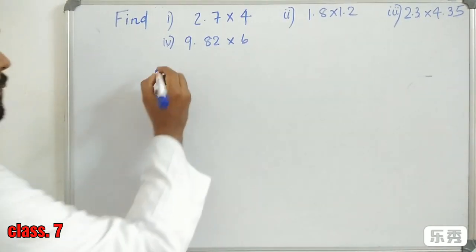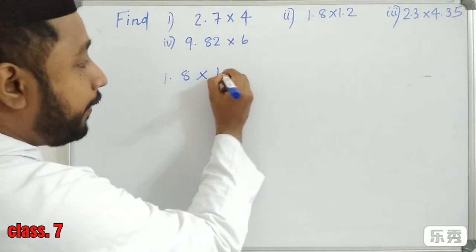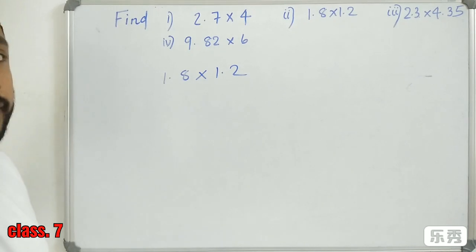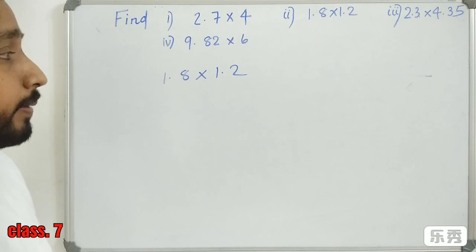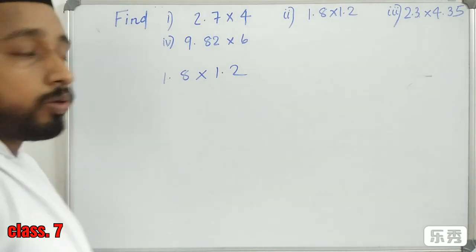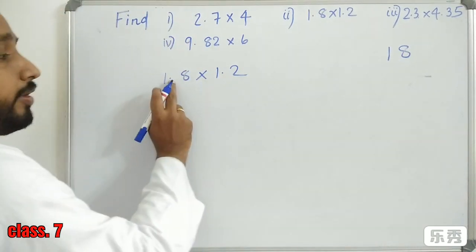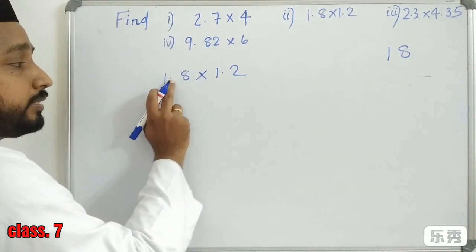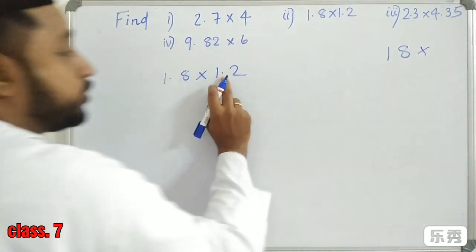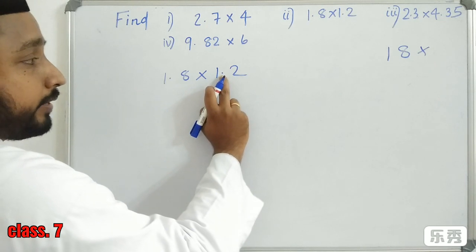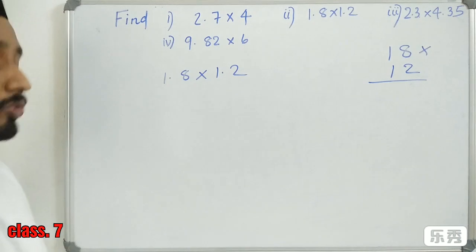1.8 into 1.2. Here 1.8 is a decimal number, 1.2 is another decimal number. So we are going to multiply a decimal number by another decimal number. Our rule is, without the decimal point we write the number. If we remove the decimal point, we get 18, and 1.2 becomes 12. Now we multiply 18 into 12.